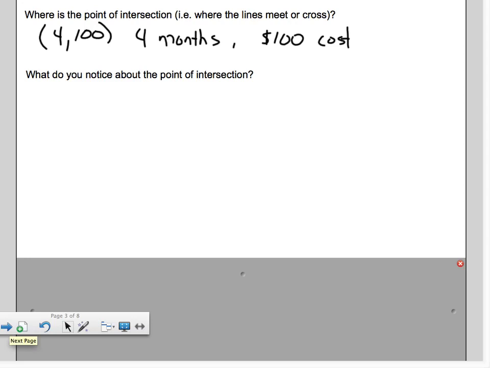Okay, so now here's the important question of this lesson. At your point of intersection, what is it that you notice? What is it that you see or notice at your point of intersection? Yes, the lines cross, they meet. That's what I'm looking for. Conceptually, at that point, what is it that we see? What is it that we know?